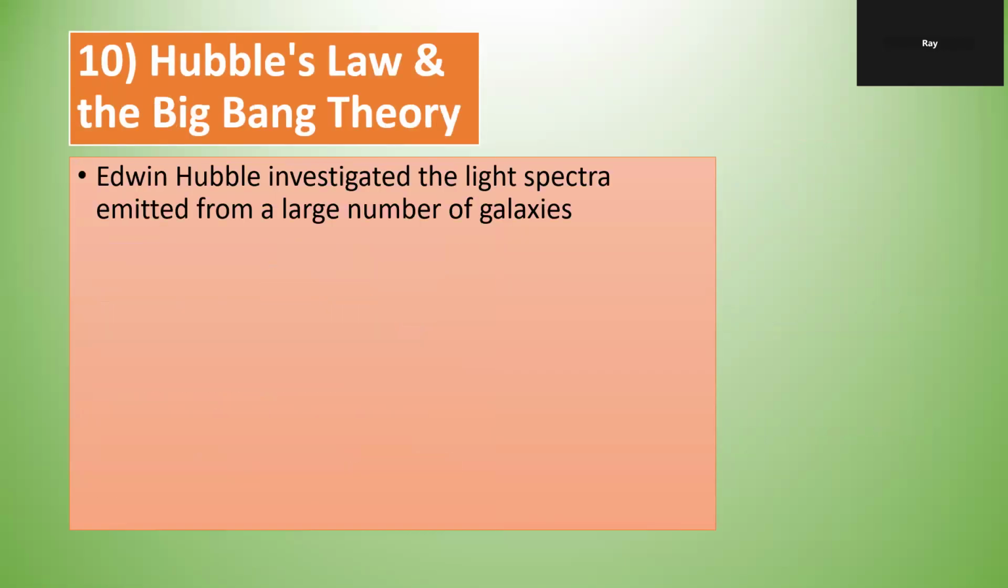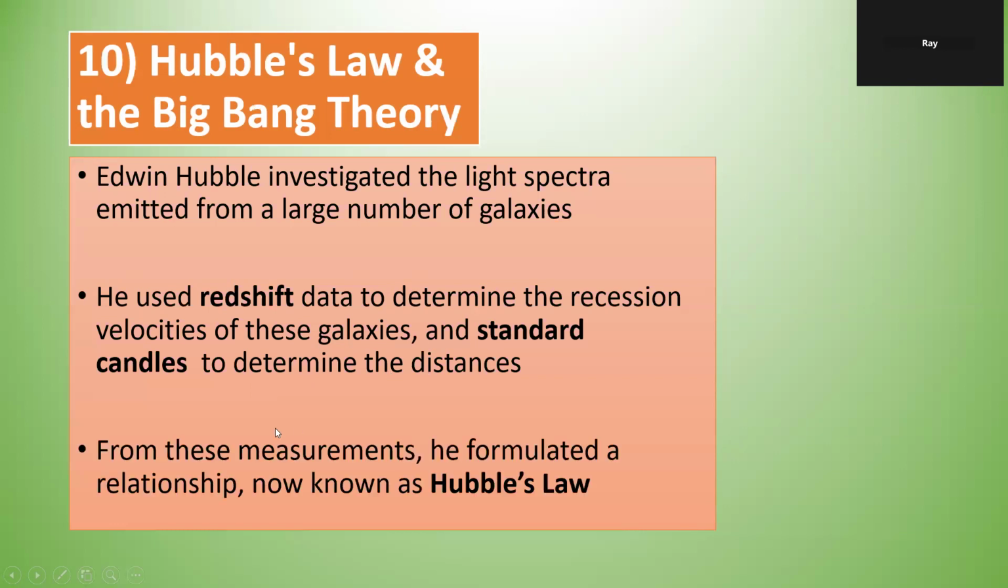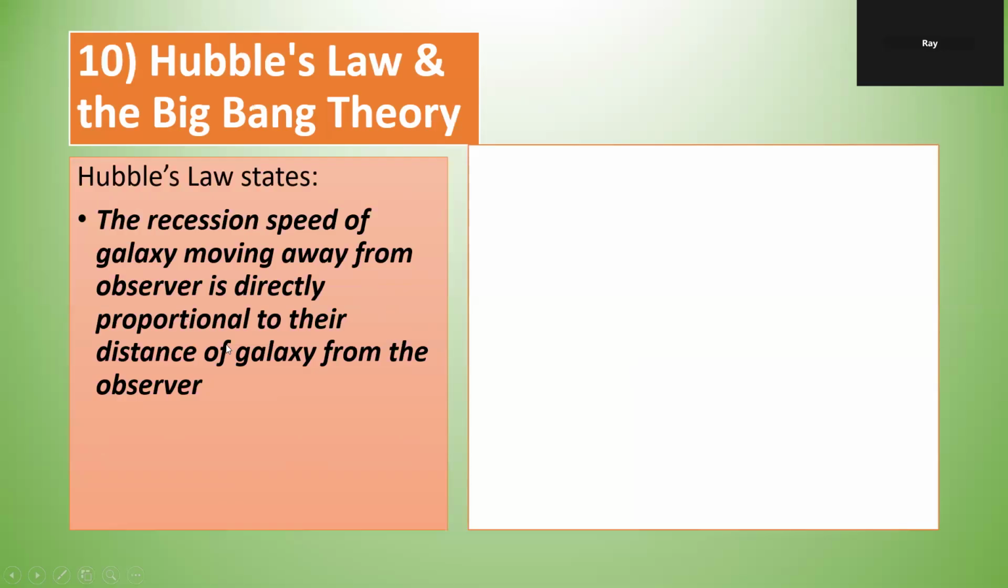Hubble's law and the Big Bang theory. Edwin Hubble investigated the light spectra emitted from a large number of galaxies. He used redshift data to determine the recession velocity of these galaxies and the standard candle to determine the distance. From the measurements, he formulated the relationship known as Hubble's law. Hubble's law, memorize it, states that the recession speed of a galaxy moving away from the observer is directly proportional to the distance of the galaxy from the observer.